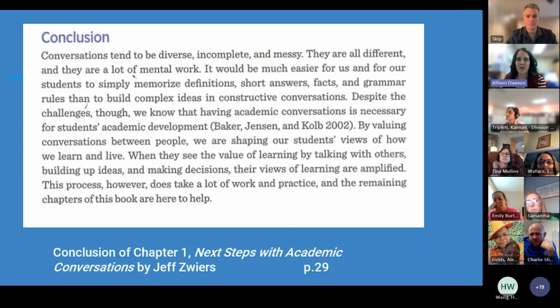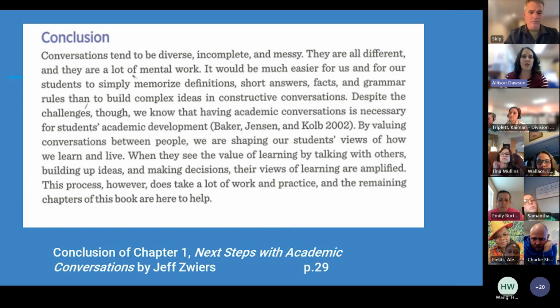As you're coming back in, if you want to look up at the quote that I have, this is from that Jeff Zwiers book on academic conversations. I'm going to read it, and then we'll get ready for our feedback form and closing out for today. I hope you were able to use a little bit of time to pick an idea or a strategy to use. So he says, conversations tend to be diverse, incomplete, and messy. They are all different, and they are a lot of mental work.